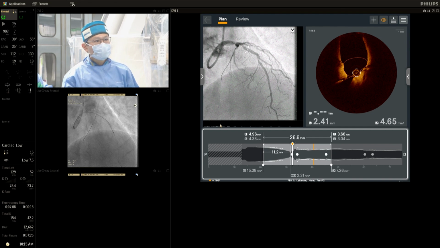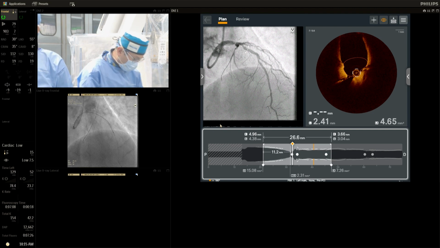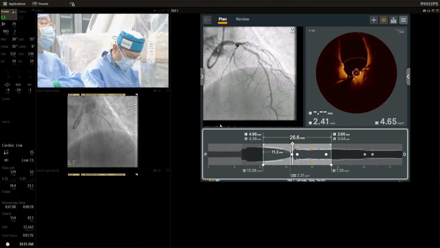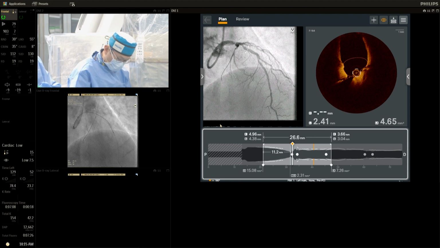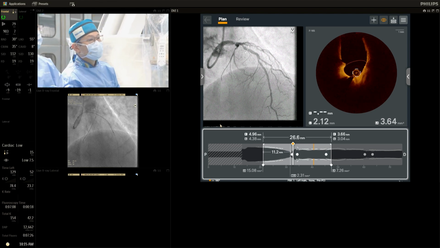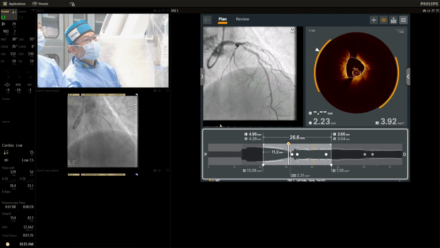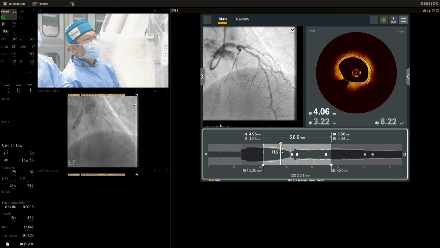We elected to go with a balloon strategy up front. Would anyone differ in their opinion? Yeah, it's a good point.